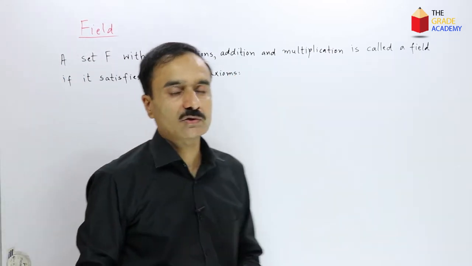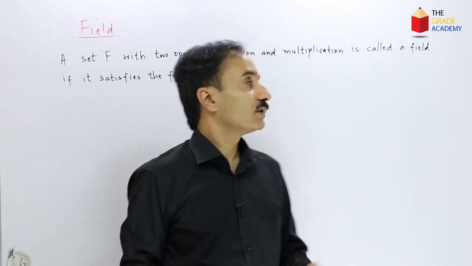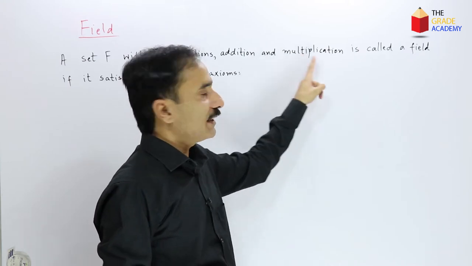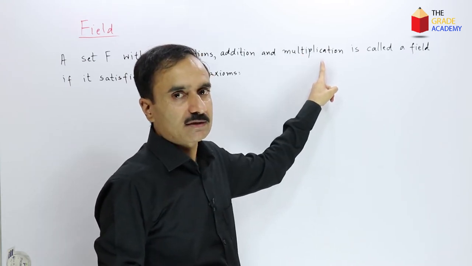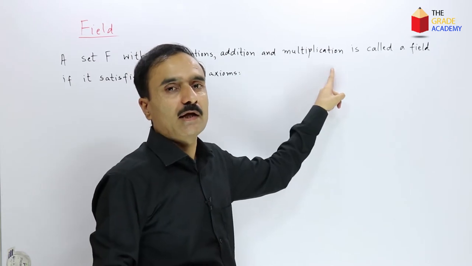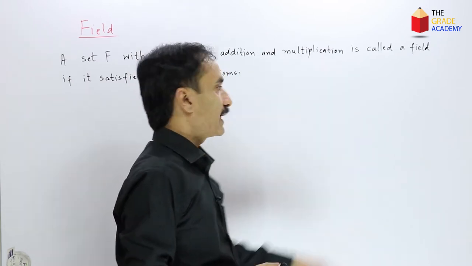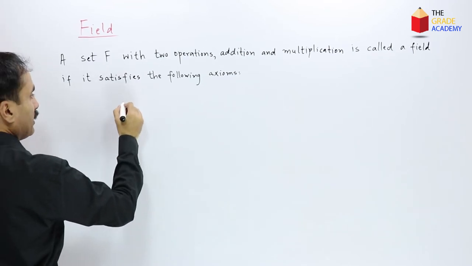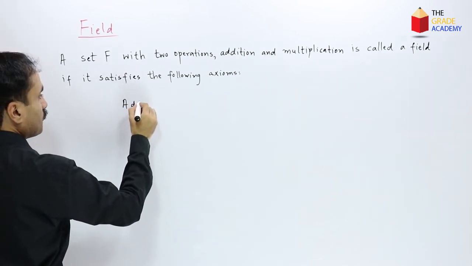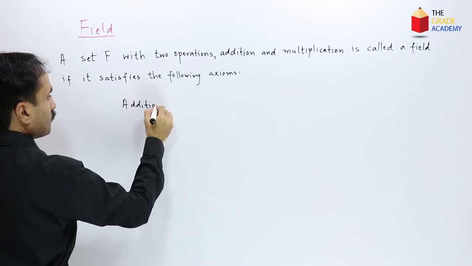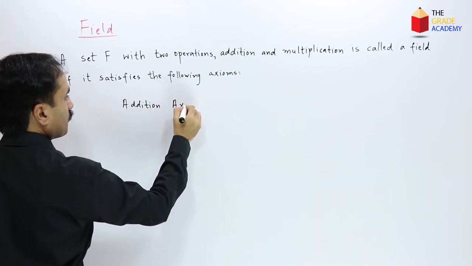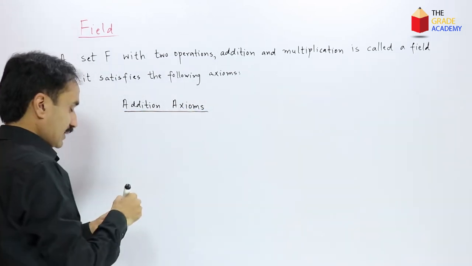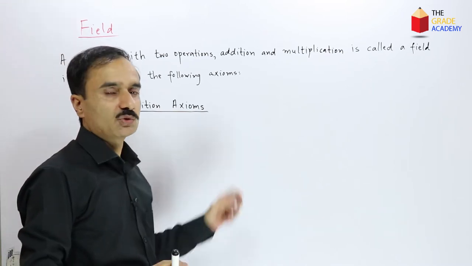So a field has two operations defined on it, addition and multiplication, and it satisfies certain axioms based on addition and multiplication. So what are these axioms? First, let us have a look at the addition axioms. What are the addition axioms that a field has to satisfy?